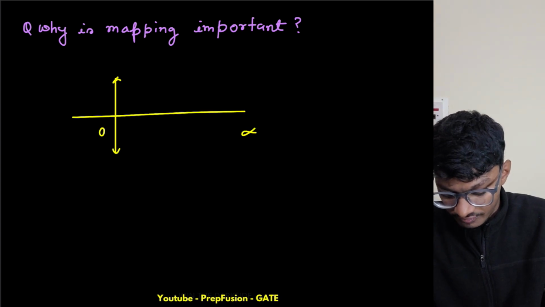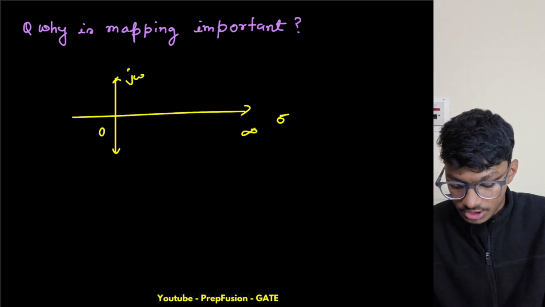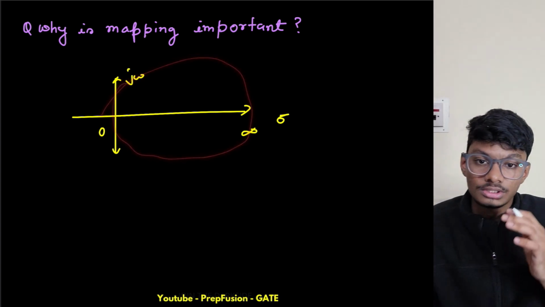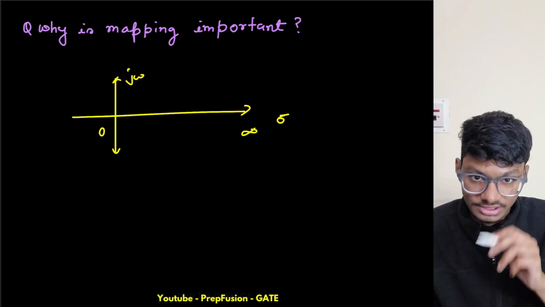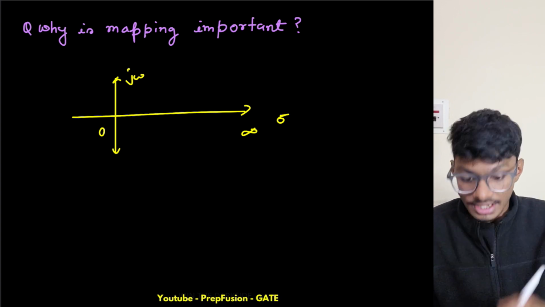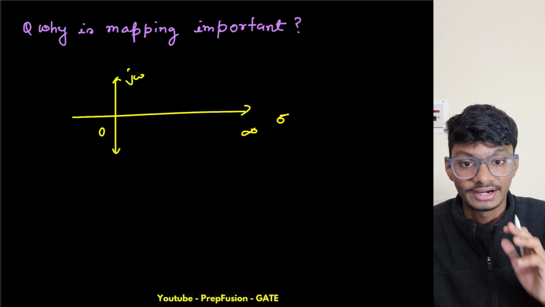Graph will start from here to infinity. On the right hand side, this is the sigma j omega plane. So I have to check for all these points if they exist on my CLTF. I will put all these points in the CLTF equation, the characteristic equation, and check if any of these points are valid roots of that characteristic equation.